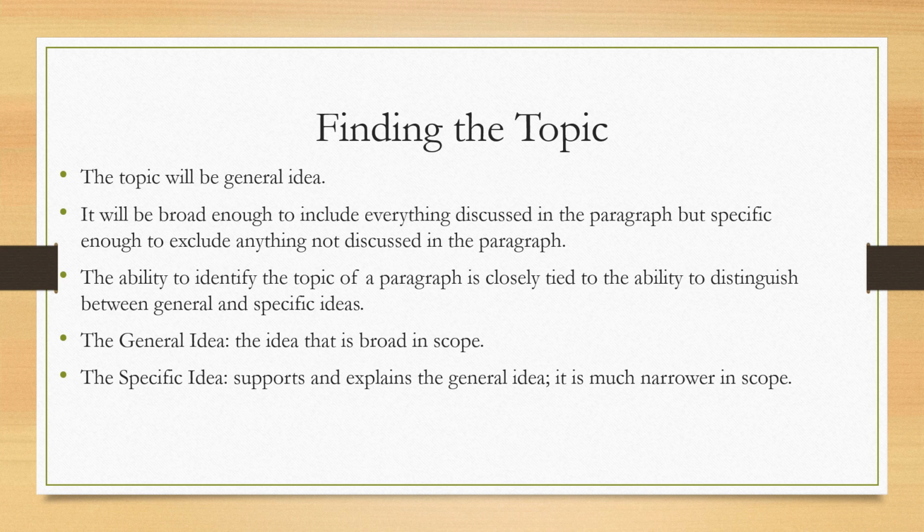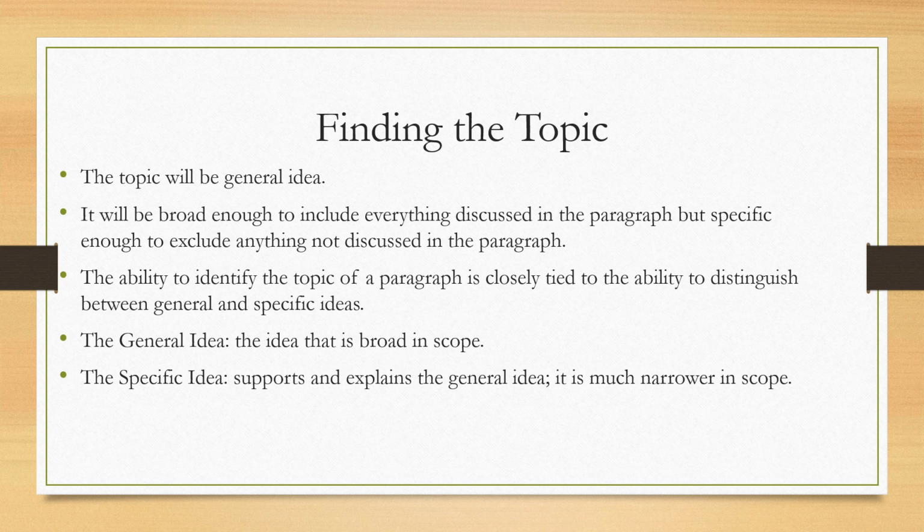Finding the topic. The topic is the most general thing discussed or the most general subject discussed in a paragraph. It will be broad enough to include everything that the paragraph is discussing, but specific enough to exclude anything not in the paragraph. The ability to identify the topic of a paragraph is closely tied to the ability to distinguish between general and specific ideas.